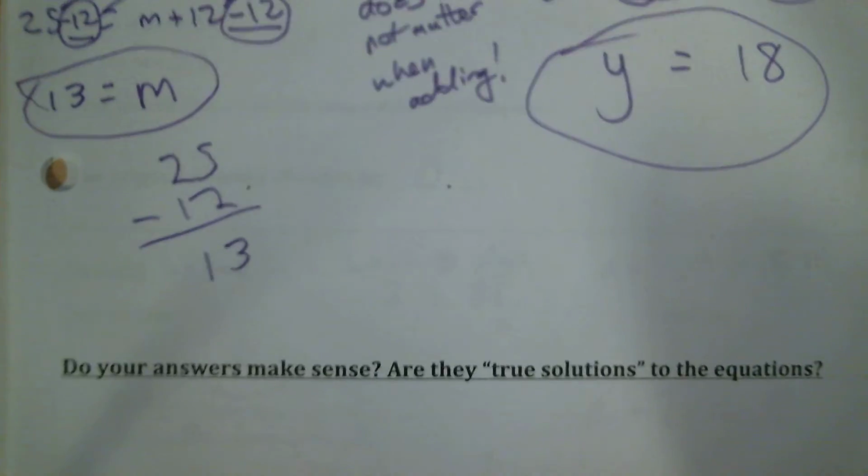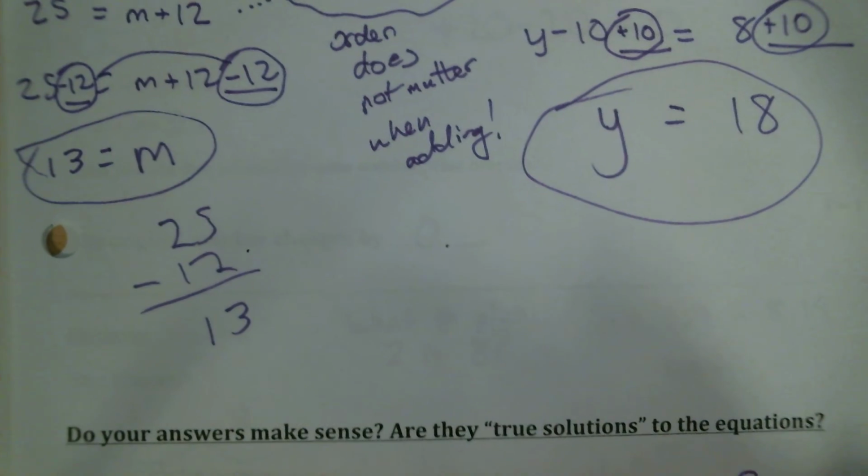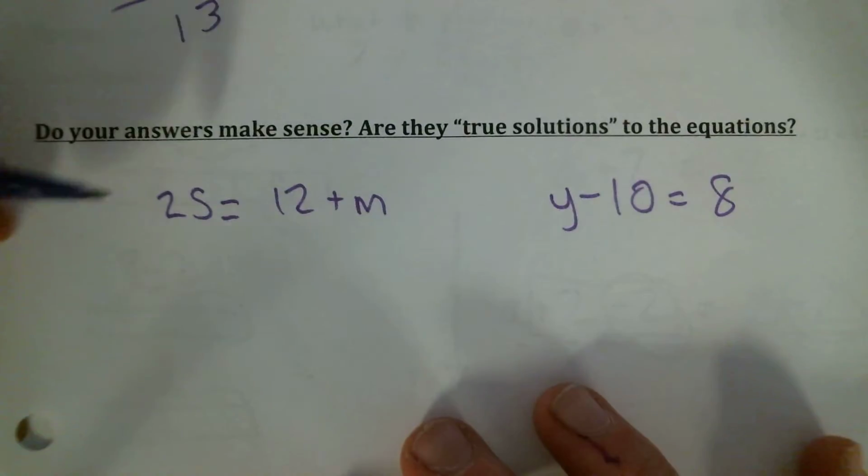The question is, do our answers make sense? Are they true solutions? Okay, so let's try it. Let's use substitution to plug our numbers back in. 25 equals 12 plus m, and y minus 10 equals 8. So let's see how this would work. Oh, and this one's actually the same as before, isn't it? So we don't really need to check this one. But this one, let's check.